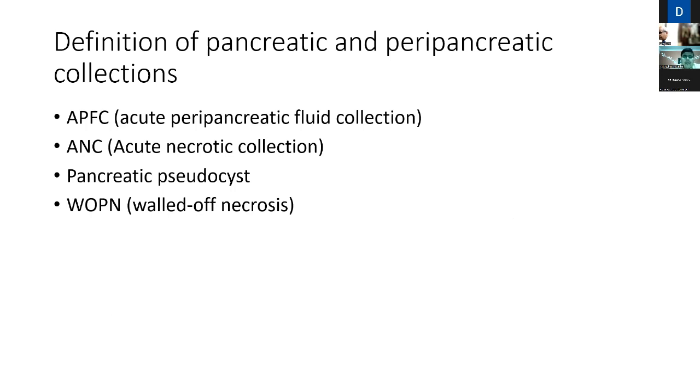Coming to the local complications. Definition of pancreatic and peripancreatic collections. In interstitial edematous pancreatitis, the local complications occur in the form of acute peripancreatic fluid collections or pancreatic pseudocyst. And in acute necrotizing pancreatitis, they occur in the form of acute necrotic collections when before 4 weeks, and after 4 weeks, when the wall is formed well, it is known as WON, walled-off pancreatic necrosis. So let's take them one by one.